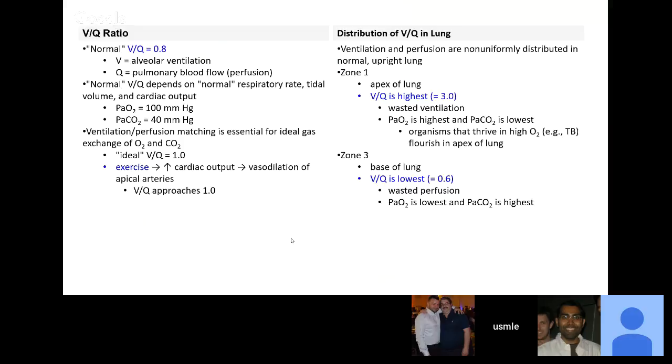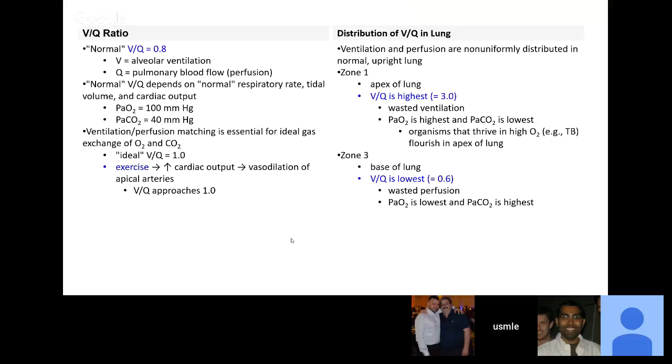So if you exercise and you increase your cardiac output, which leads to vasodilation of the apical arteries, like we saw in the graph earlier, the VQ is going to be closer to 1. So that is the ideal. Exercising is good for the lung, it's good for the heart. But be careful, there's a limit as well.